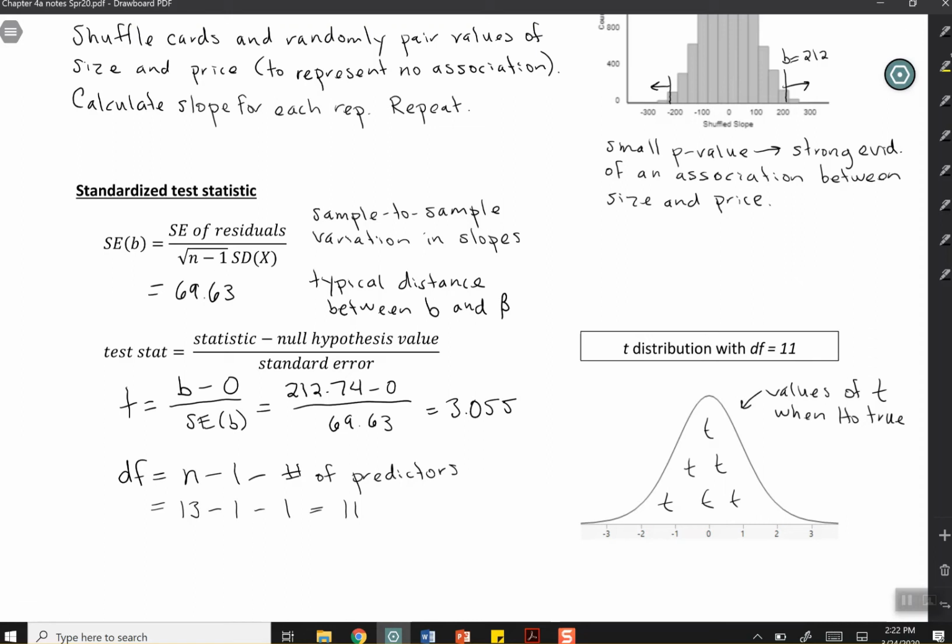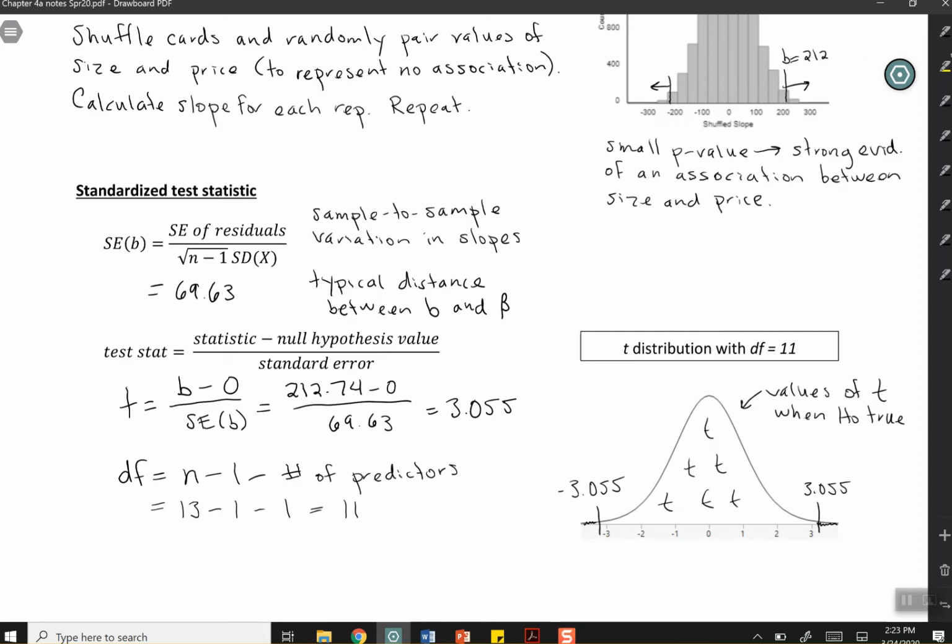Okay, so we can look at this and see if our t statistic is likely or not. So I'm finding 3.055. And because this is a two-sided test, I'm going to do both sides. So basically you would be shading the area more extreme than your test statistic.